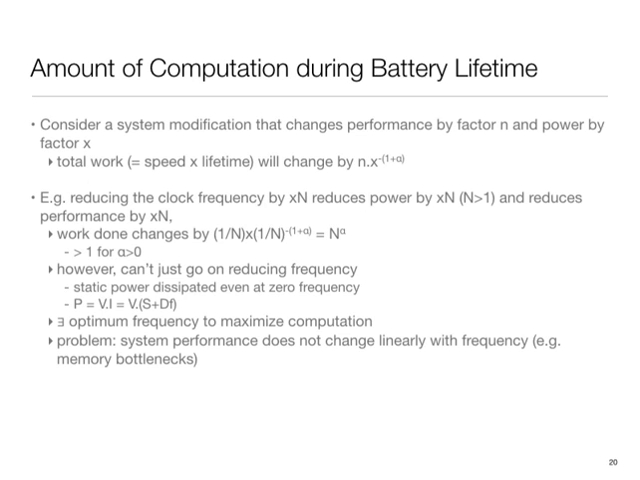The point being that there is a more complicated relationship. So let's say I reduce the clock frequency by a factor of n. It reduces power by a factor of n, and it reduces speed by a factor of n. I plug that into the formula, and work done changes by n to the power alpha. This is entirely because of the non-ideality of the battery.